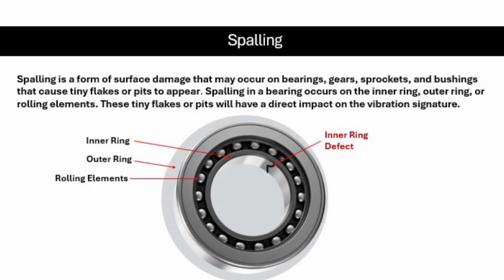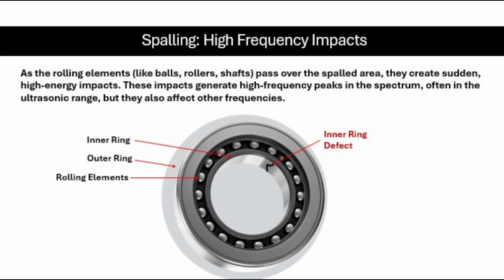Spalling is a form of surface damage on bearings, gears, sprockets, and rarely on bushings that causes tiny flakes or pits to appear. Spalling in a bearing occurs on the inner ring, outer ring, or rolling elements. These tiny flakes or pits will have a direct impact on the vibration signature. As the rolling elements, like balls, rollers, shafts, pass over the spalled area, they create sudden, high-energy impacts. These impacts generate high-frequency peaks in the spectrum, often in the ultrasonic range, but they also affect other frequencies.